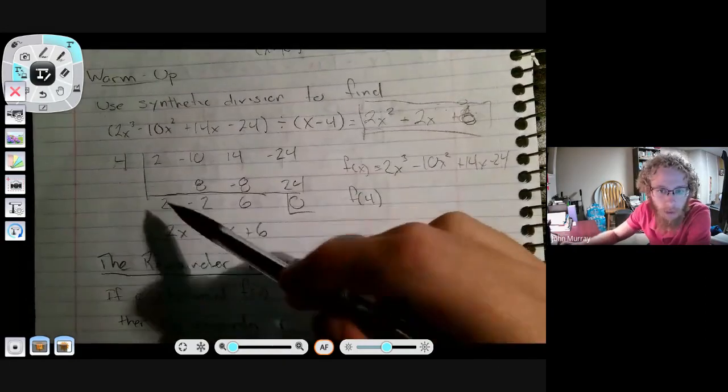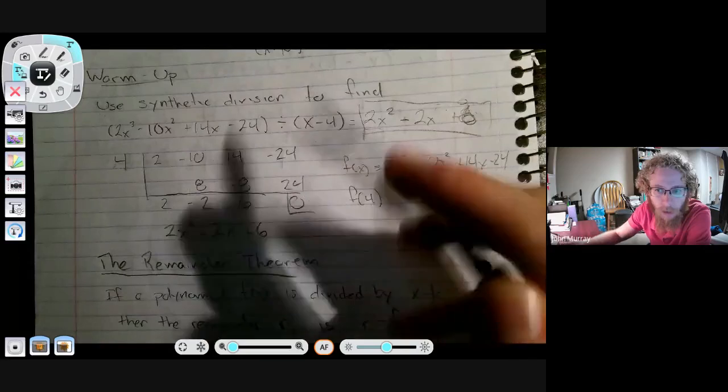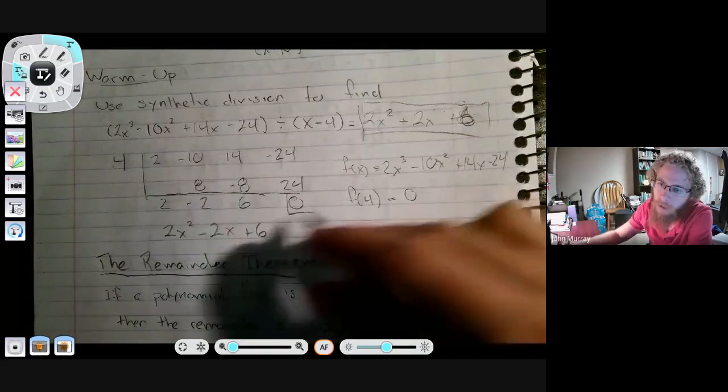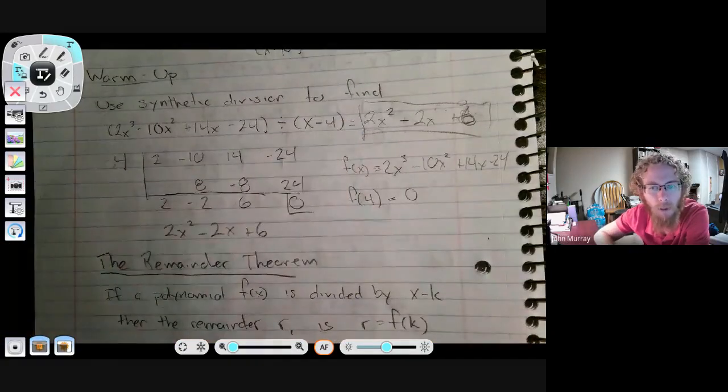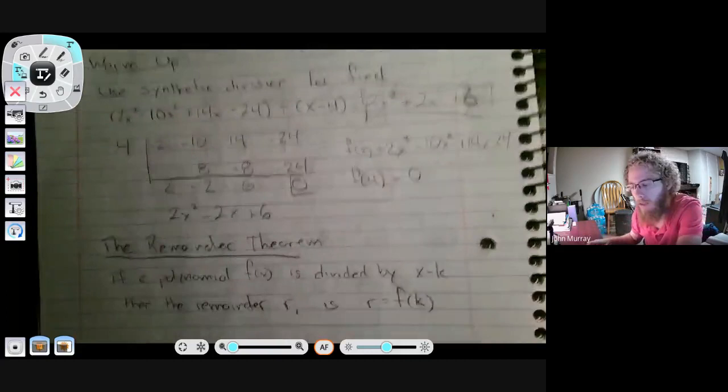Or you can just do your zigzag pattern for synthetic division, and you know that f of 4, in this case, is equal to 0. Okay, if you plugged in 4 in there, you would get 0. All right, so let's take a look at another example.